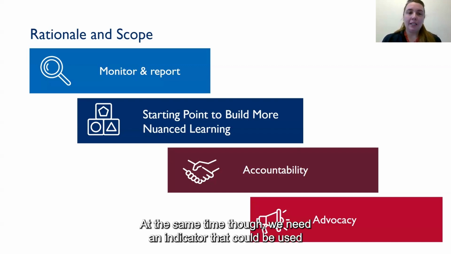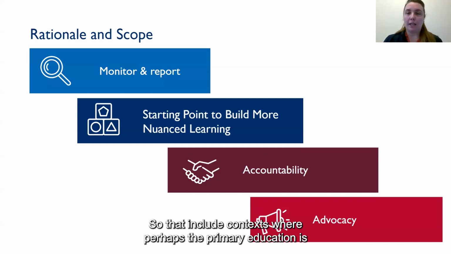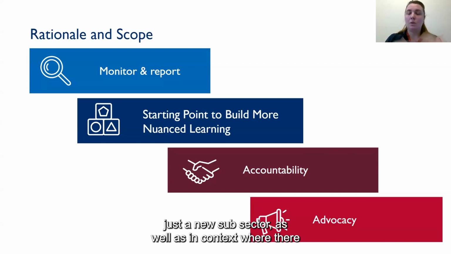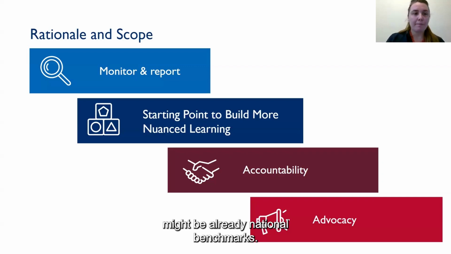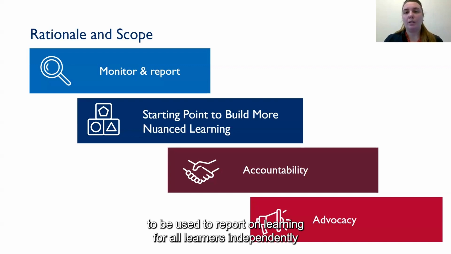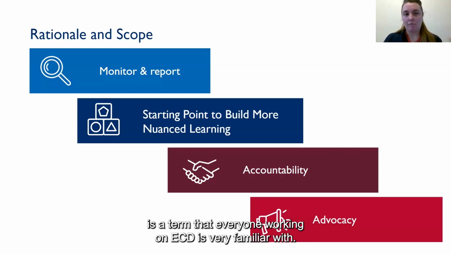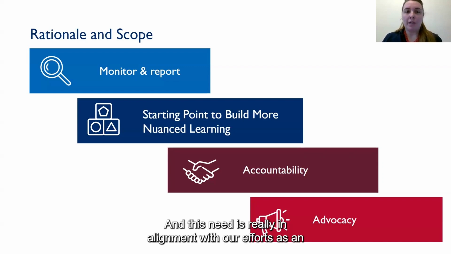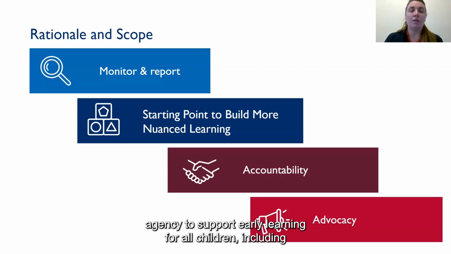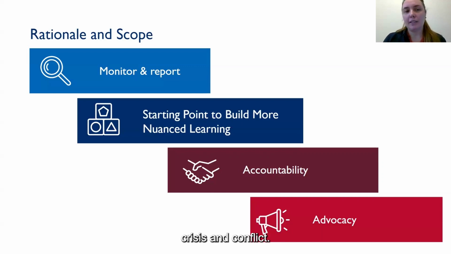At the same time, though, we need an indicator that could be used in different countries and across very different contexts. That includes contexts where perhaps pre-primary education is just a new nascent subsector, as well as contexts where there might already be national benchmarks. We also needed this indicator to be able to report on learning for all learners, independent of whether or not a child is developmentally on track, which is a term that everyone working on ECD is very familiar with. And this need is really in alignment with our efforts as an agency to support early learning for all children, including those with disabilities, as well as those living in contexts of crisis and conflict.